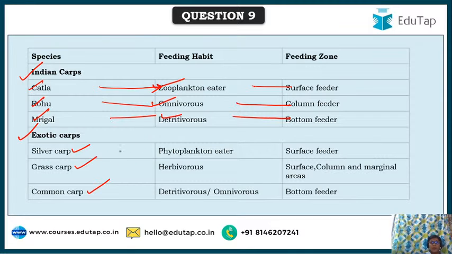Yes, Shailaja, I'll come to your question. Exotic carps: silver carp, again a phytoplankton eater and surface feeder; grass carp, it's herbivorous and feeds in surface, column and marginal areas, wherever it can feed. Common carp, again it's detritivorous or omnivorous, and a bottom feeder. So these are the various feeding habits and feeding zones of various carps. In Indian fisheries culture, more than 60 to 70% consists of carps only.